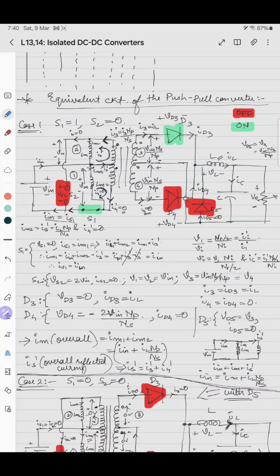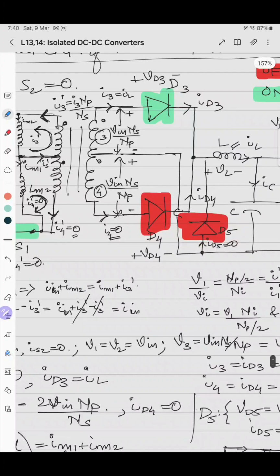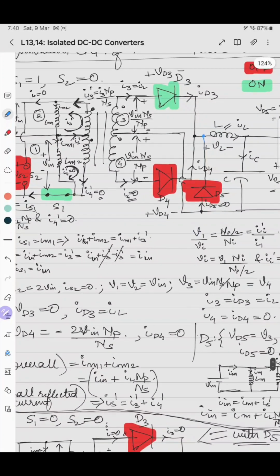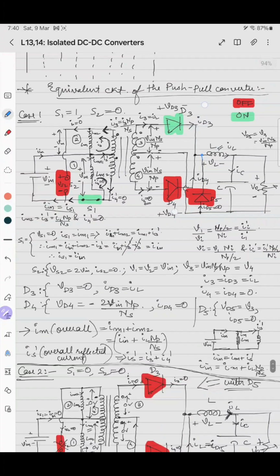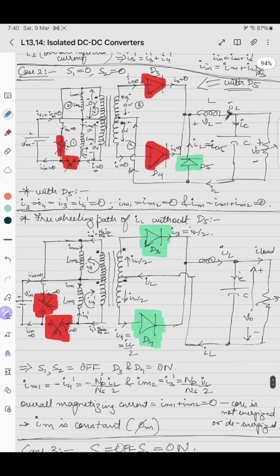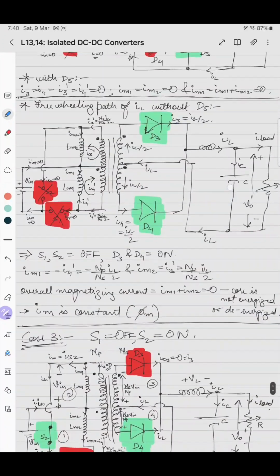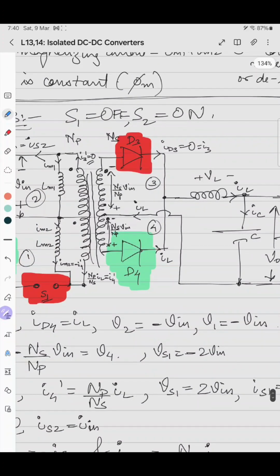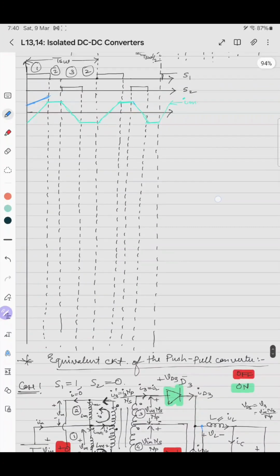So here we'll see this secondary. In case number 1, the voltage across this was V into NS by NP, so the inductor current will rise in case 1. In the second case, there will be no change of inductor current, with and without diode. And in the third case, a negative voltage is applied across it, so the inductor current will fall. So in case 1 it will rise, in case 3 it will fall.